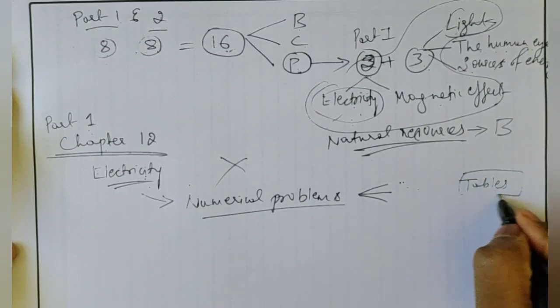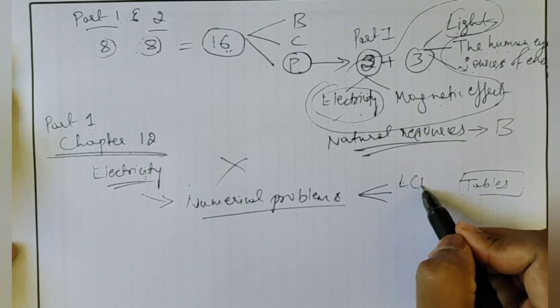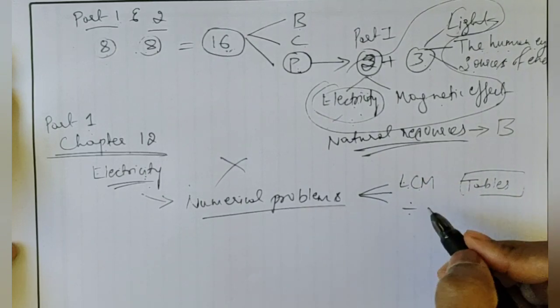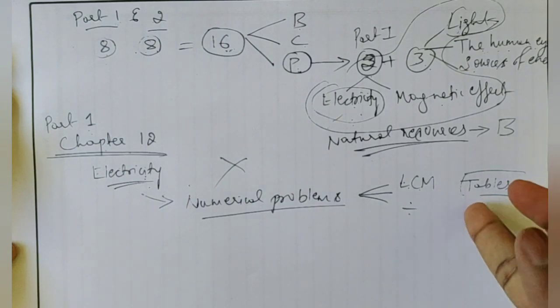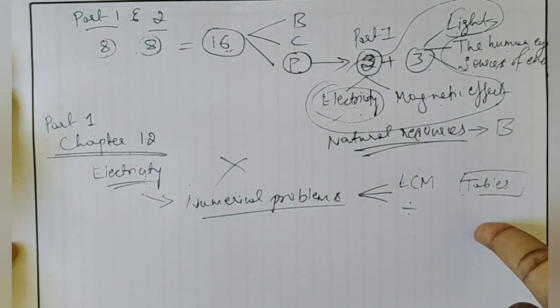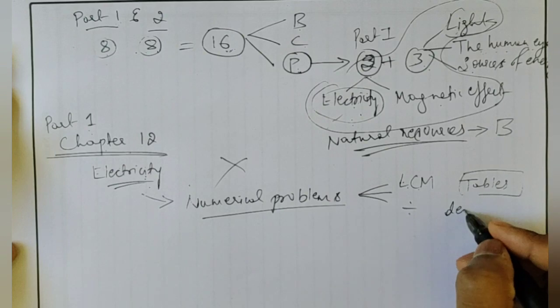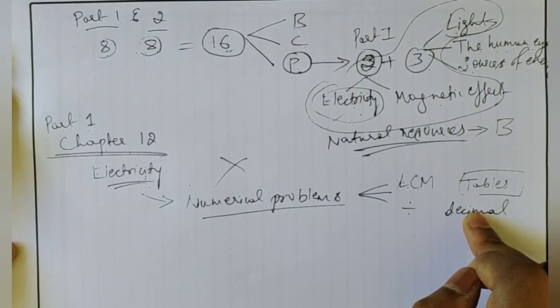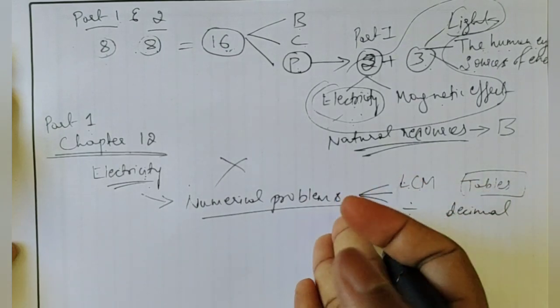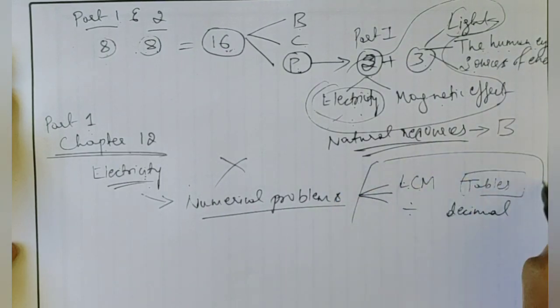So everyone knows tables, and you need to know how to take the LCM and divide rational numbers. You should know what decimals are, and how to subtract or multiply numbers which contain decimals. If you're not thorough with these simple concepts, then you're going to make a big mistake, so you won't get a proper answer. So you need to prepare all these things.